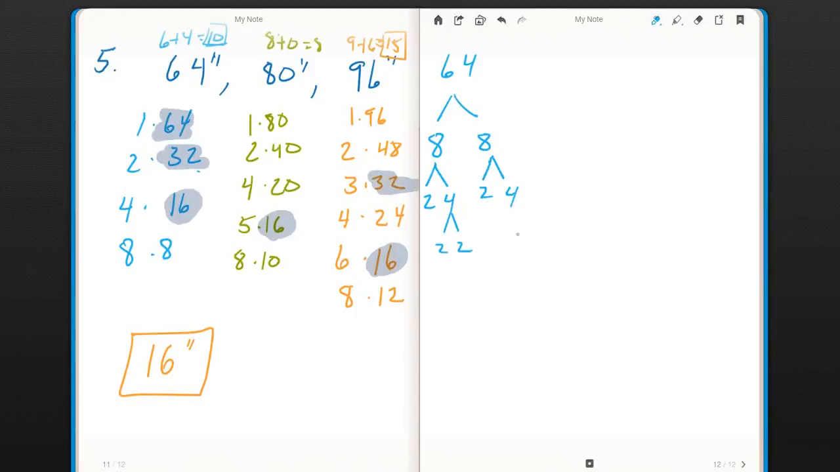And then, of course, 4 is 2 times 2. So I've found the prime factorization of 64 to be 2 times 2 times 2 times 2 times 2 times 2.